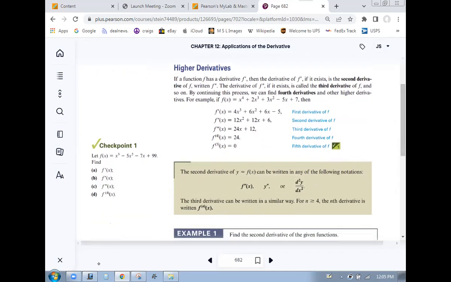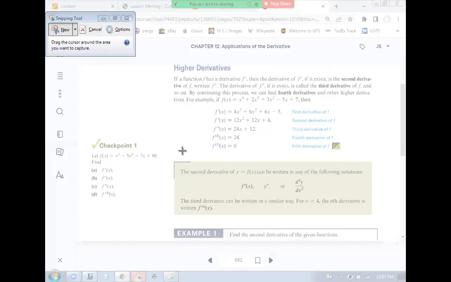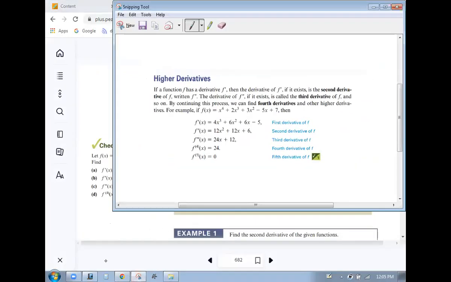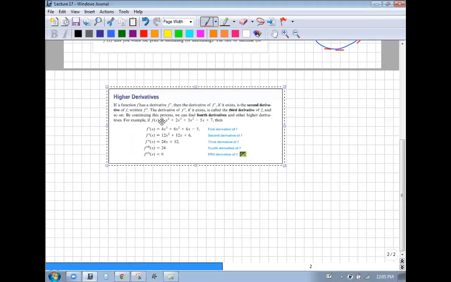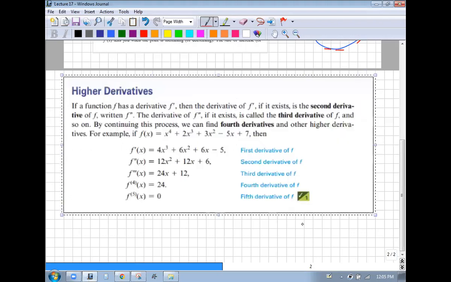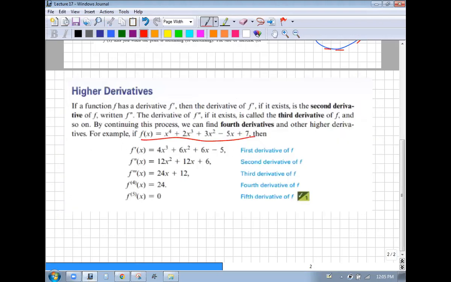So, higher derivatives here. We'll get into some notation, because there's notation, right? So if this is f, you could take the first derivative, you get this, right? I could take the derivative of that, they call it f double prime, right? I could take the derivative of that, that would be f triple prime. And then after 3 of these primes, it starts to look stupid, okay?